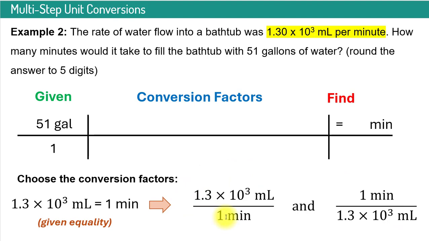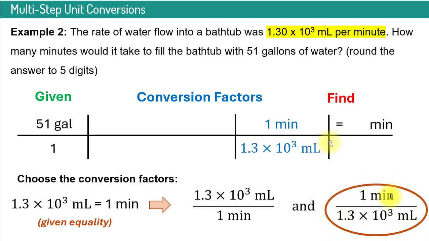Which one do we choose and where do we place it within our multiplication steps here? Remember our goal: to cancel gallons and to be left with minutes. There are no gallons in the conversion factors that we have, but they do contain minutes. Since I want to be left with minutes, I'm going to choose the conversion factor that has minutes in the numerator. And I place it right at the end, next to my future final answer.